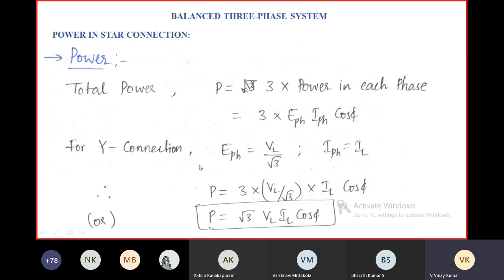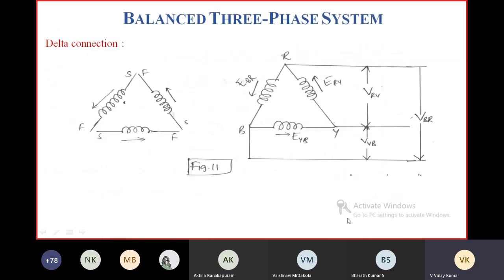Power P is equal to root 3 VL IL cos phi. After including the relationship between line voltage and phase voltage, and line current and phase current, we get total power equal to root 3 into VL IL cos phi.